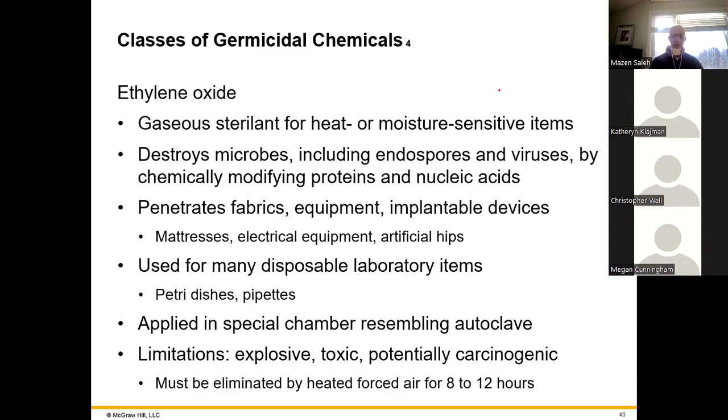Few minor limitations, although it is quite effective and it's still in use. It must be eliminated by heated forced air for 8 to 12 hours. So there's the way to get around all these limitations if it must be used. Okay? By heated forced air over time.